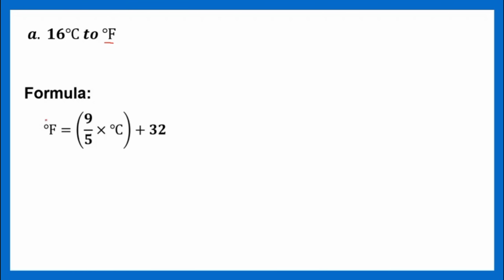So degrees Fahrenheit, ayan, magka-partner sila. Ito yung magiging formula natin. So 9/5 multiplied by degrees Celsius plus 32. Ayan. So that's for the formula.